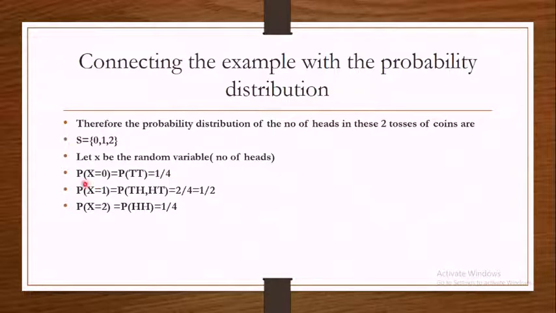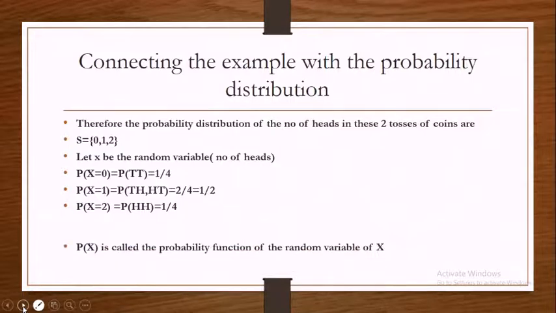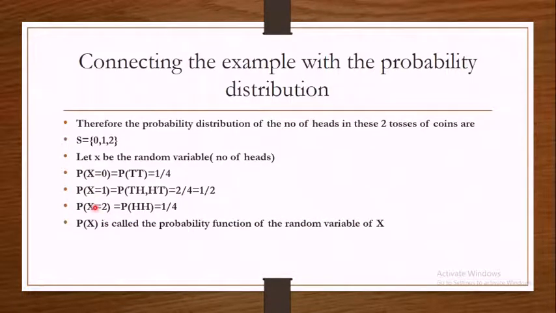So now back to what is P of X. Here this P of X is called the probability function of the random variable X. This thing you have to keep in mind. P of X is called the probability function of a random variable X. Now connect the sentence with what I have written over here, and just think for a moment. It's as simple as that.